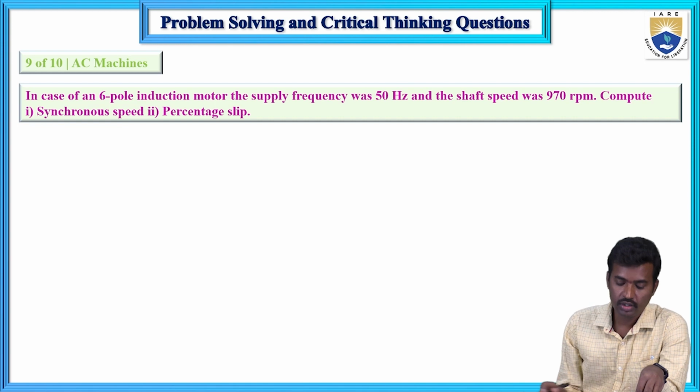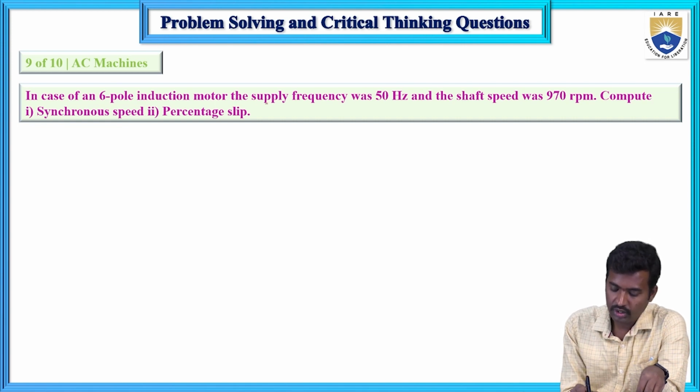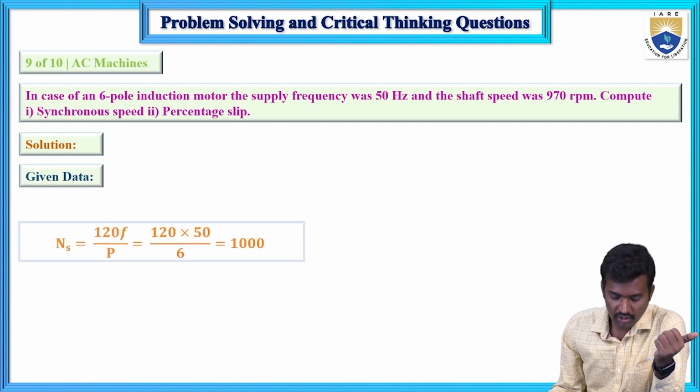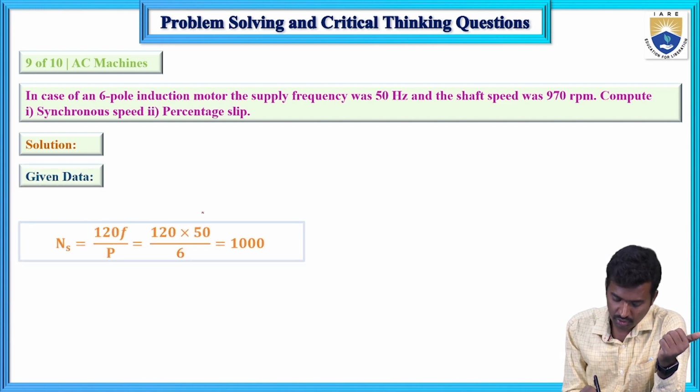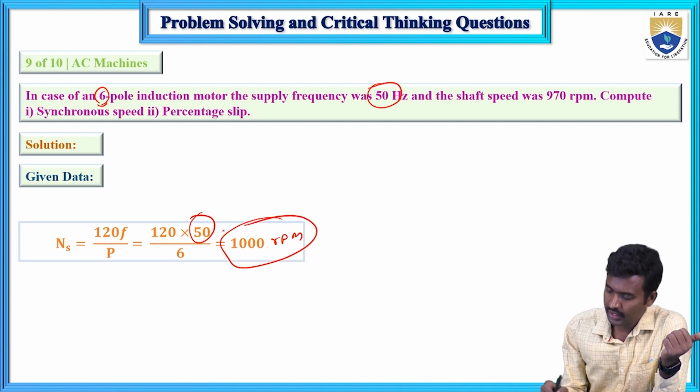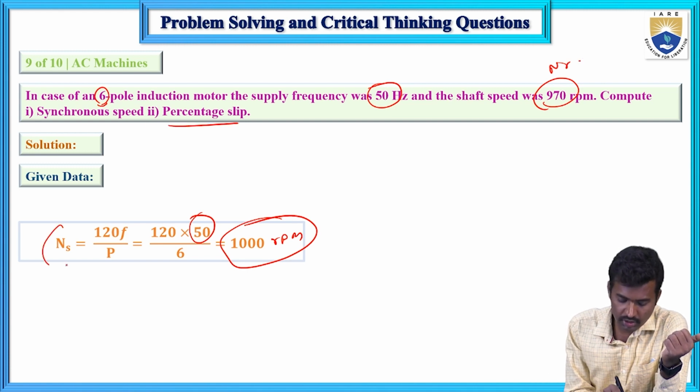In case of a 6-pole induction motor, the supply frequency was 50 Hz and the shaft speed was 970 RPM. Compute the synchronous speed and percentage slip. Similar type of problems. So given data, same 120 F by P. This 50 is 50 Hz and 6 poles. Next, 1000 RPM. Next, 970 RPM is the NR. So from this you can determine the synchronous speed.